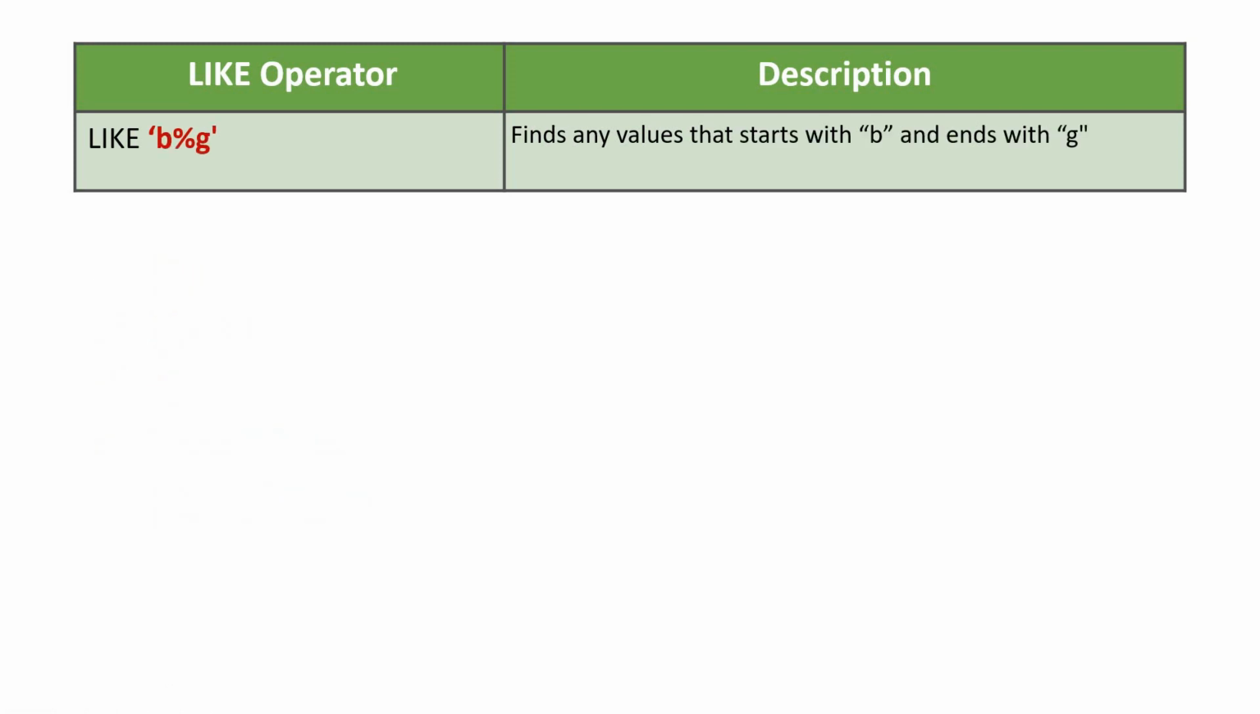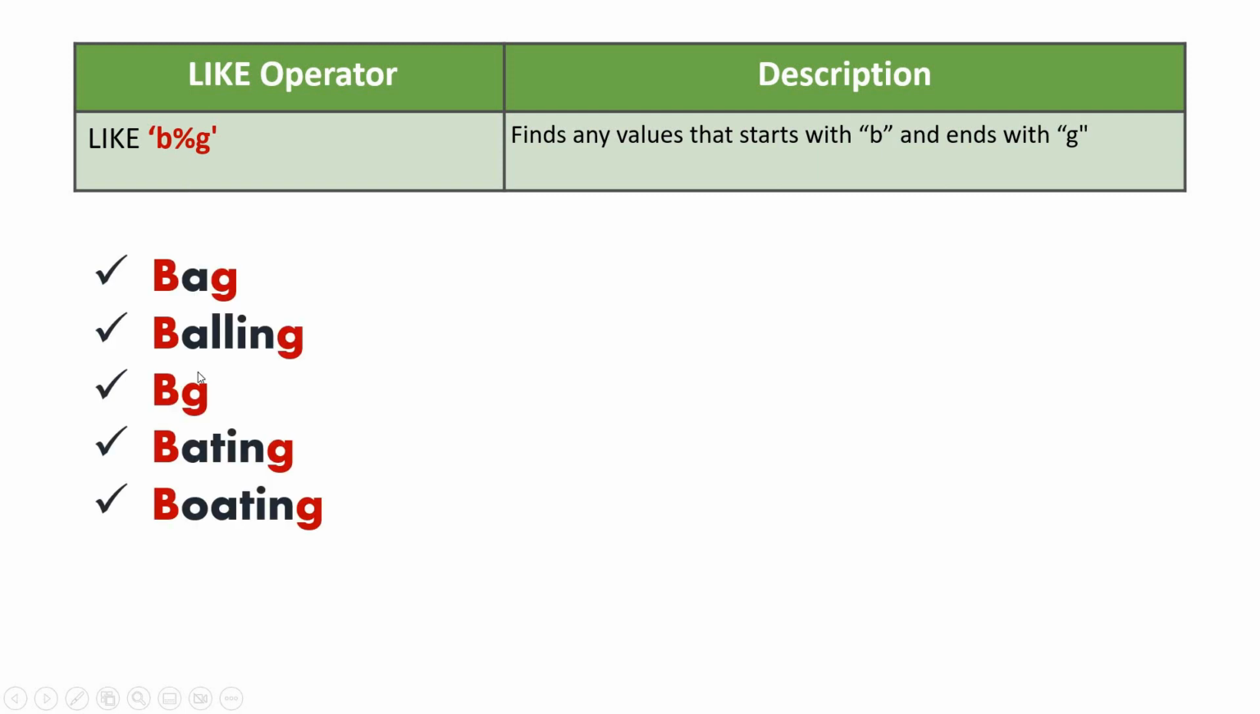And here we have one more search pattern, which is B%G. So this search pattern will find the value which starts with B and ends with G, because in between B and G we have %. That means any number of characters. So for this search pattern, here are some possible outcomes.